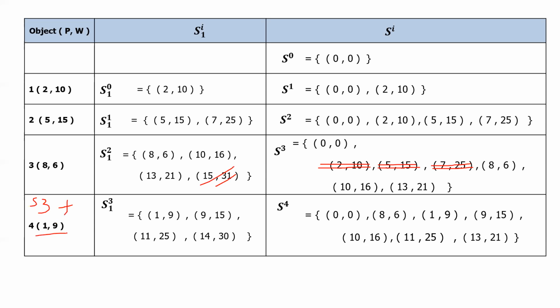Object 4's profit and weight are 1, 9. So I'll have to add 1, 9 to 0, 0, 8, 6, 10, 16, 13, 21. If I add S3 with 1, 9, I'm going to get these values.